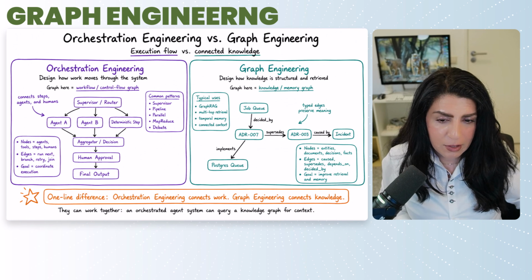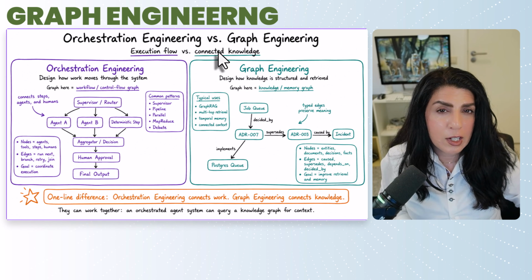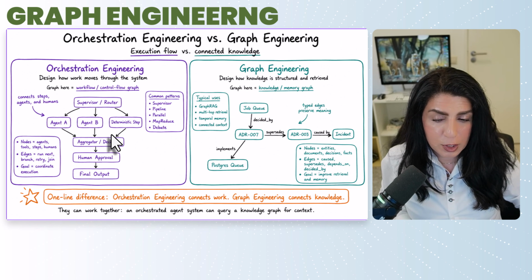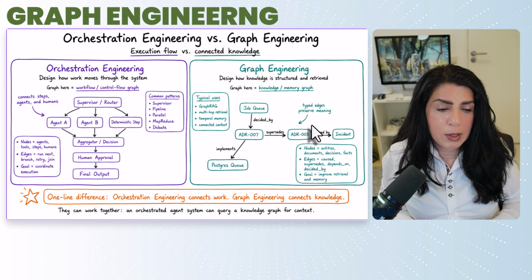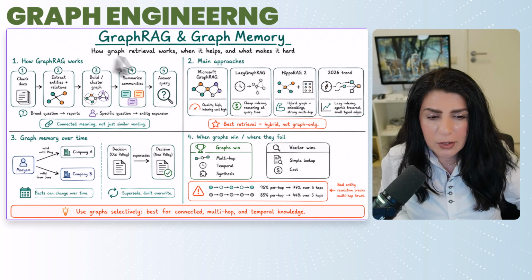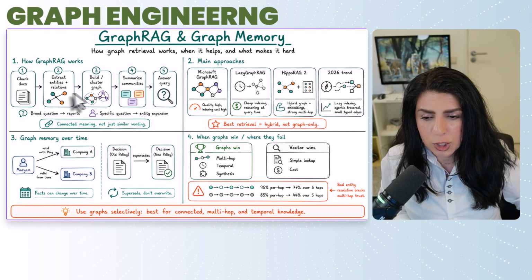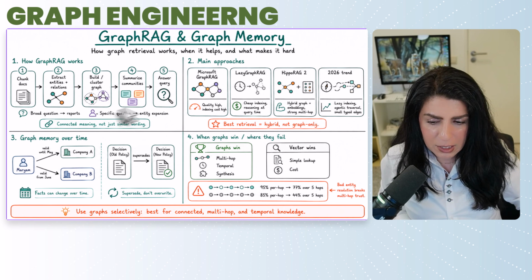So what we have here, we can also have this graph engineering where we connect the knowledge. So we have the graph of agents itself, and it just follows the execution flow. But graph engineering has these knowledge and memory graphs. The most important ones in the community are GraphRAGs and graph memories. GraphRAG from Microsoft is one of those, using chunking, extracting entities, building clusters with community detection, and then summarizing those communities and answering.